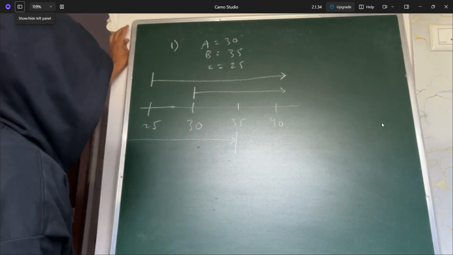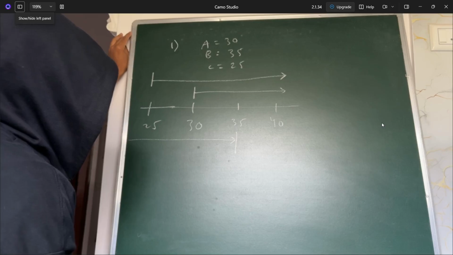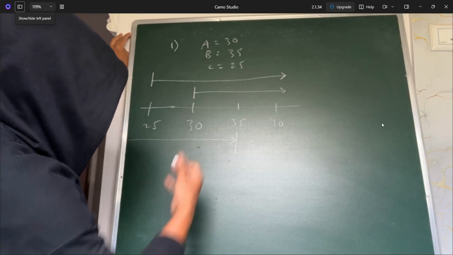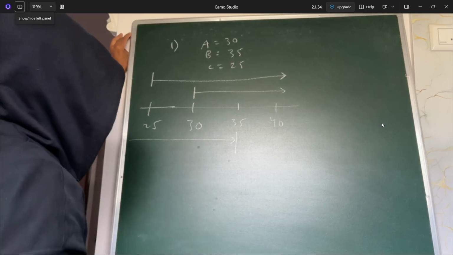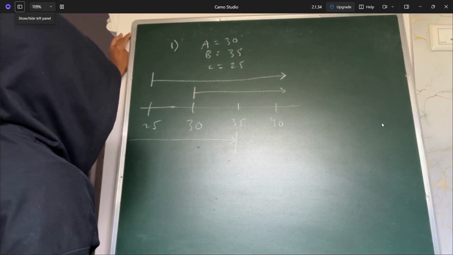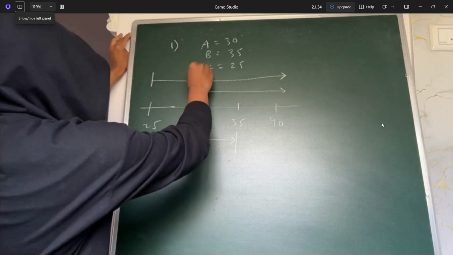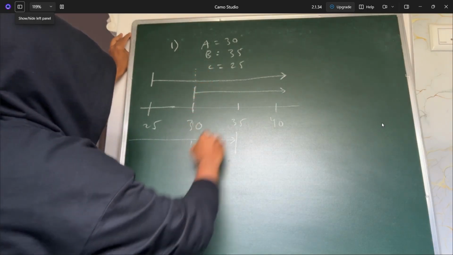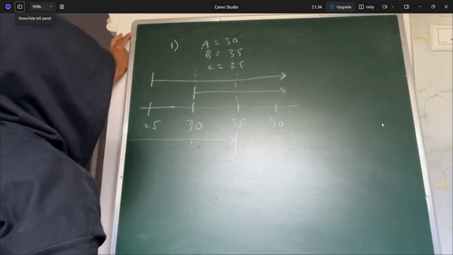Now the question they have asked is, can we set a temperature at some point so that all three conditions agree? If you clearly see here, this is the window wherein all three will agree.